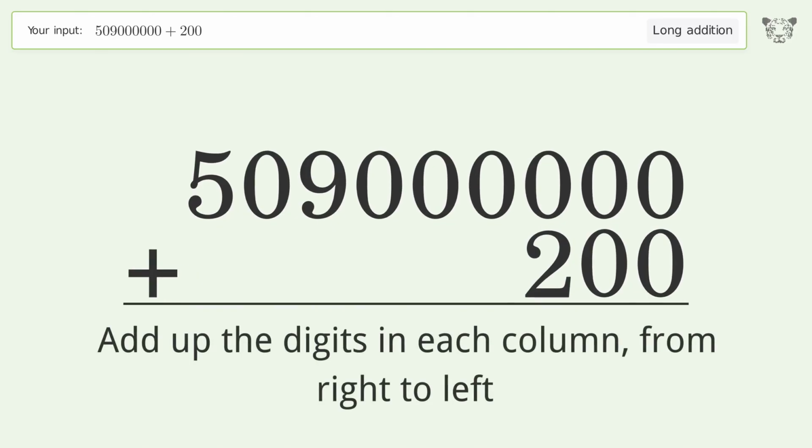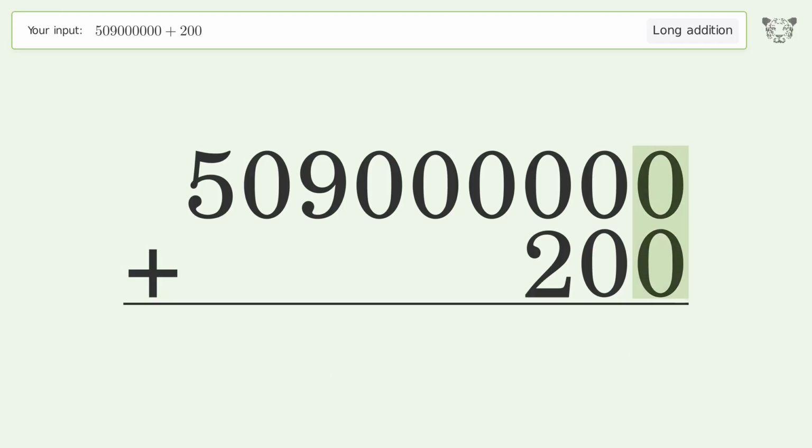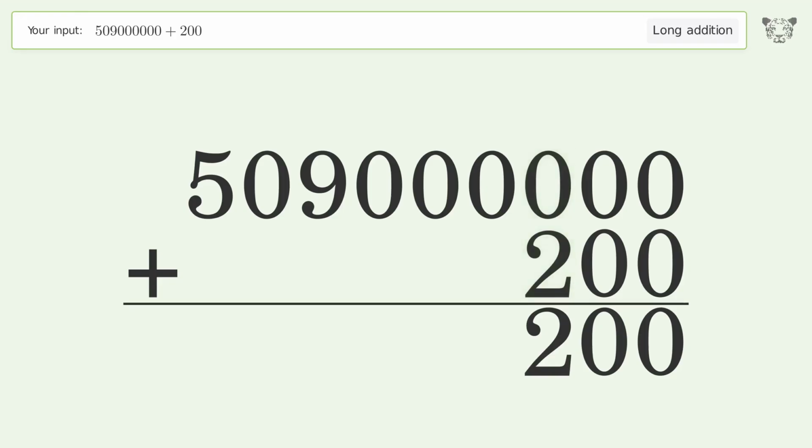Add up the digits in each column, from right to left. 0 plus 0 equals 0. 0 plus 0 equals 0. 0 plus 2 equals 2. Write 0 in the thousands place.